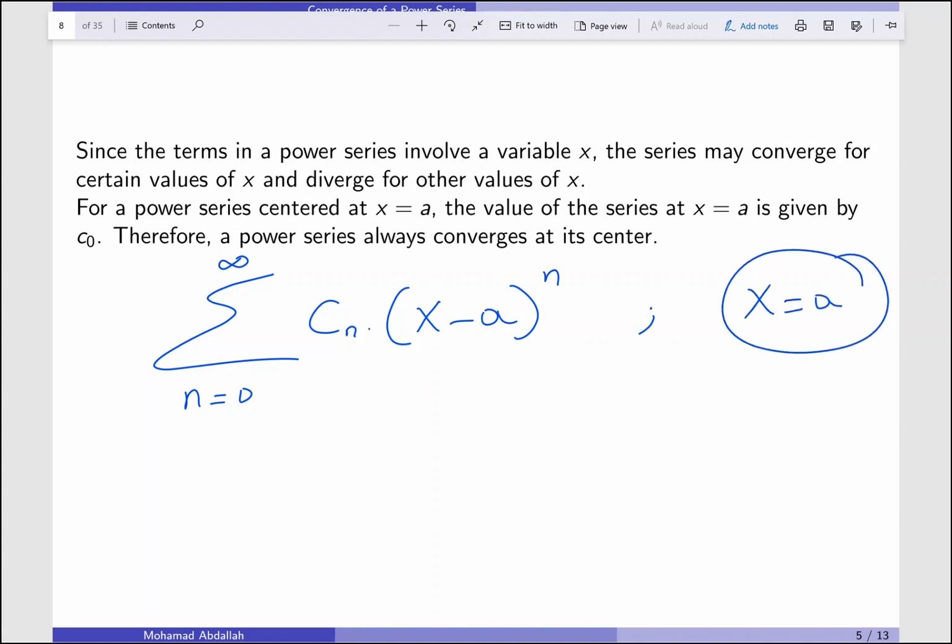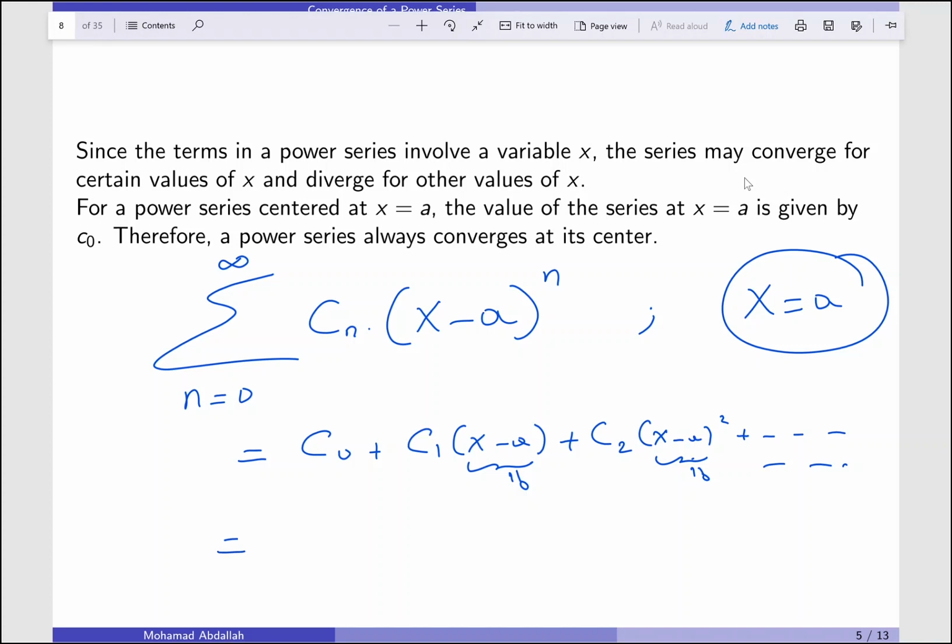Remember that we said at the beginning that this is going to be c0 plus c1 times (x minus a) plus, so we will always assume that (x minus a) to the power 0 is 1, plus c2 times (x minus a) squared plus etc. Now if you make x equal a, then this becomes 0, this becomes 0, and so on. So basically, when x equals a, the answer is going to be c0.